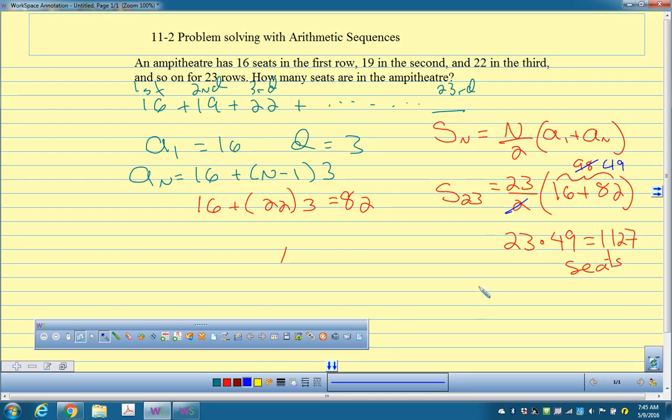So I get 20, you see what I did? Because this plus this is 98, and then I could cancel that 2. I could divide 2 into 98 to get 40. Yes? We're good? You want to do another problem?